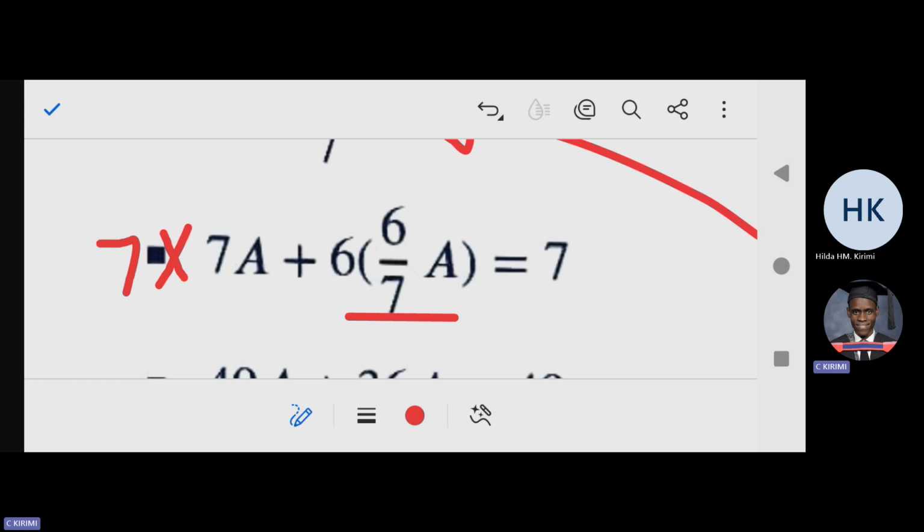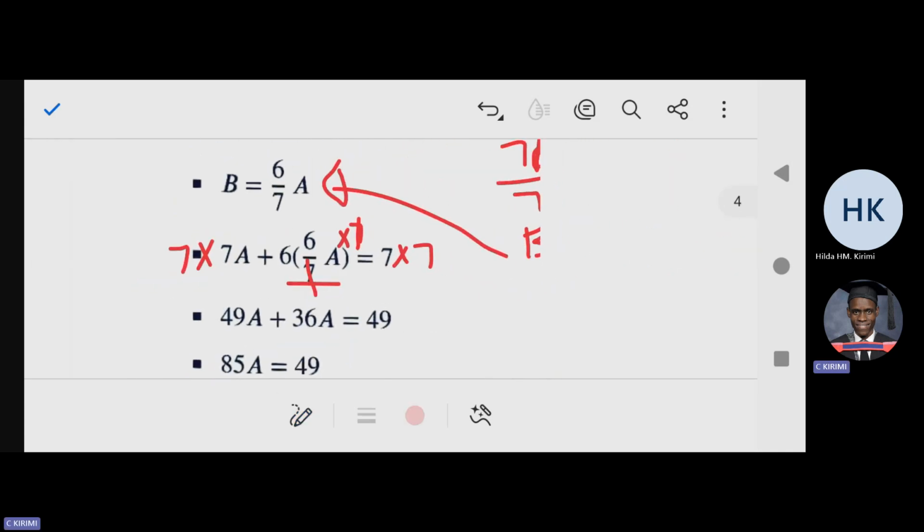Then you do the same here, times 7. What you do on the left, you multiply each term by what? By 7. Why did they multiply by 7? To get rid of the fraction, so that they make the equation linear. So the 7 and the 7 cancel.